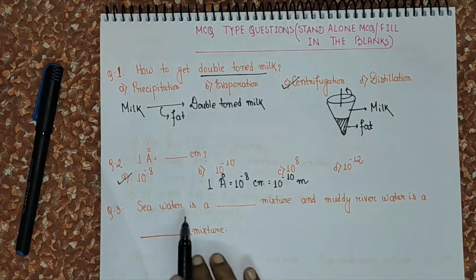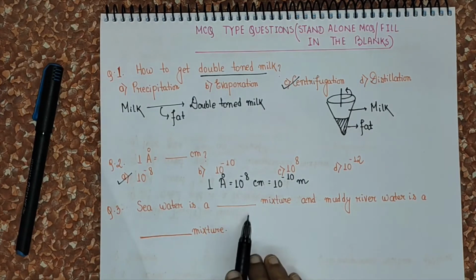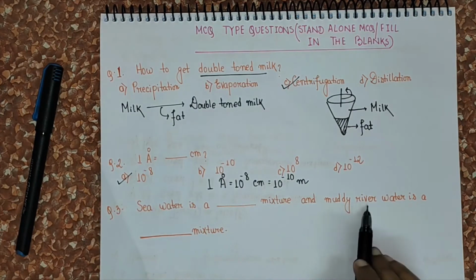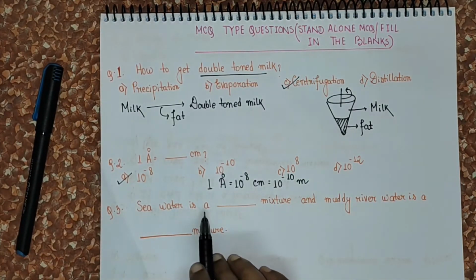Next question. Seawater is a dash mixture. That means you have to write homogeneous or heterogeneous, and muddy river water is a dash mixture. So seawater, because many kinds of salts are present in seawater, like common salt NaCl, magnesium chloride, calcium chloride. These salts are present in huge amount in seawater, but they are completely soluble in seawater. That is why you cannot separate them through physical means. Understand? So this will form a homogeneous mixture.